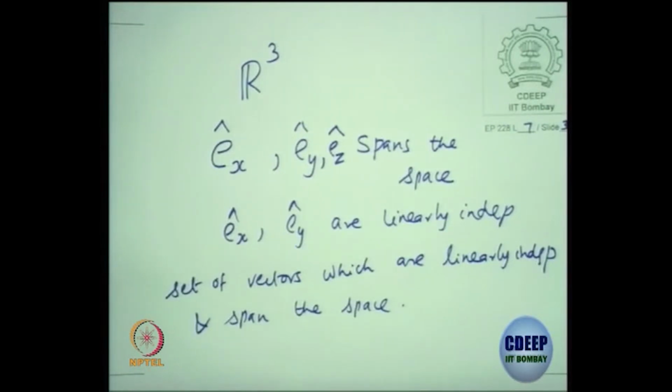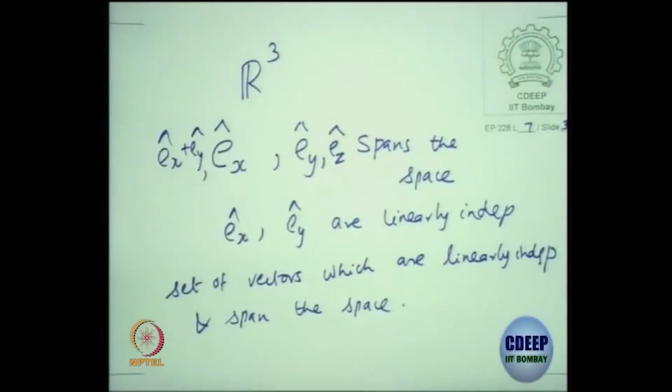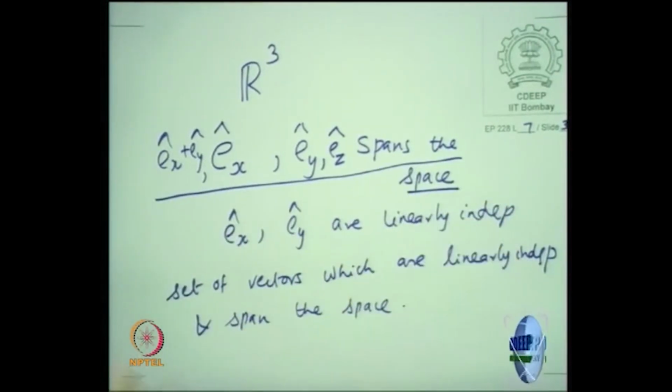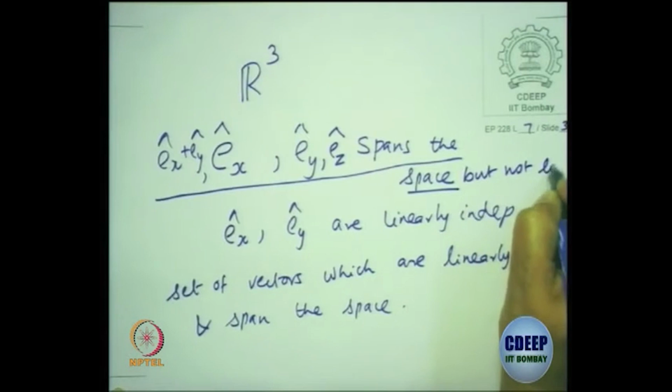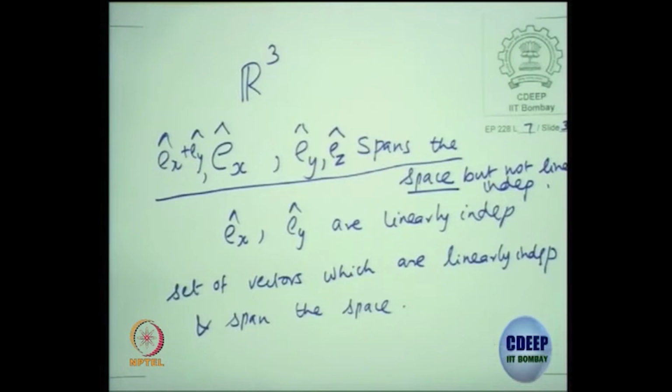What is something else which need not be linearly independent? You could add things like Ex plus Ey. This also spans the space. But are they linearly independent? This set spans the space definitely, but is not independent. Okay. So you need a set which spans the space and is linearly independent. So there are at least many possibilities.